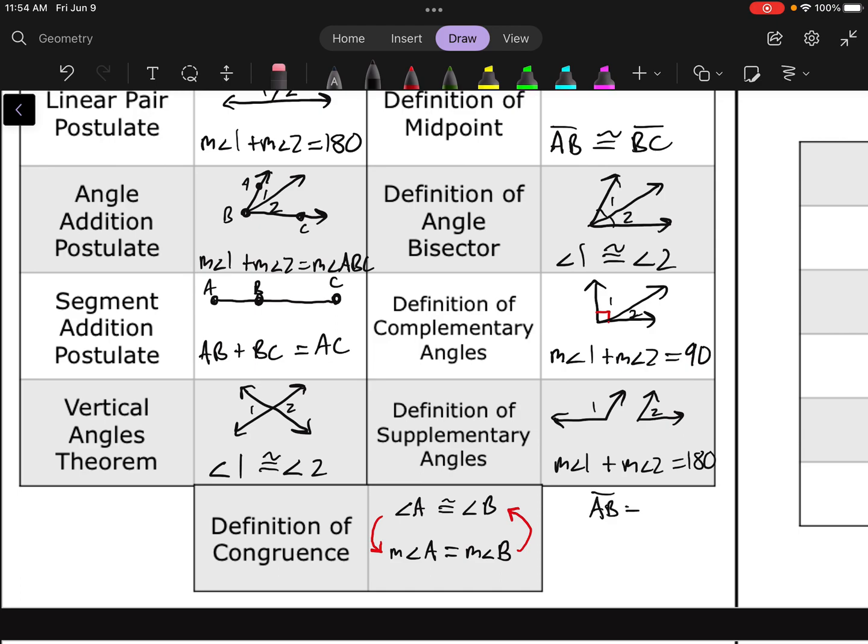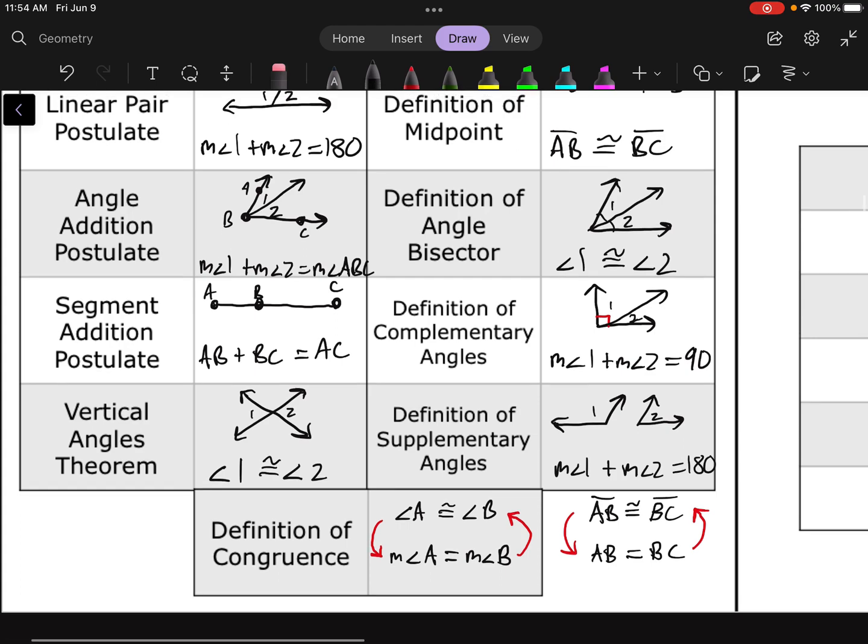The same thing works for segments. So if you're trying to go from, for instance, segment AB is congruent to segment BC, and you want to switch to the length of AB is equal to the length of BC, if you want to switch going this way, you can also use the definition of congruence for that one. So it works for segments and angles, but if you're ever needing to switch between equal signs and congruency symbols, that's when you use the definition of congruence.